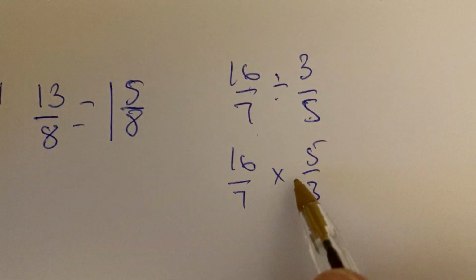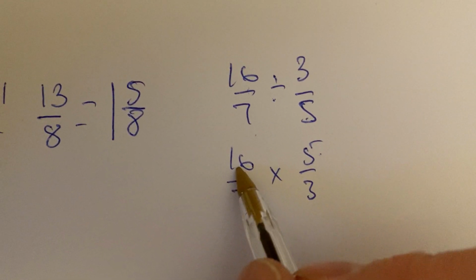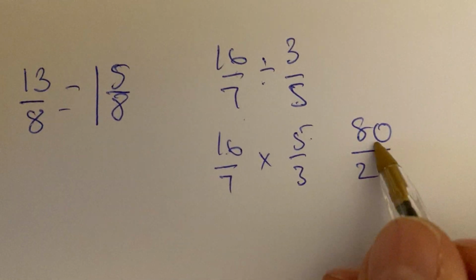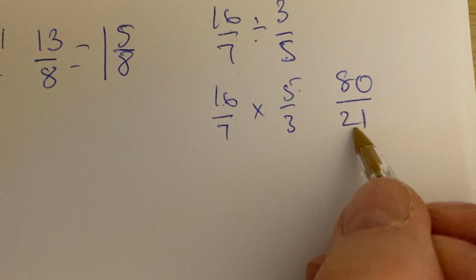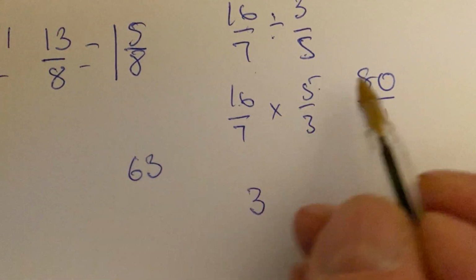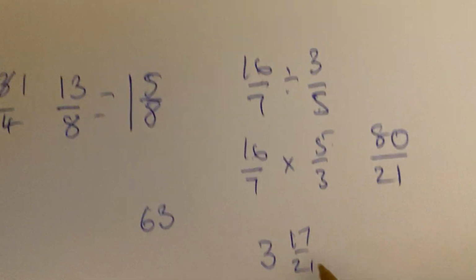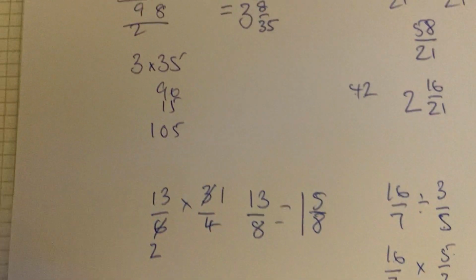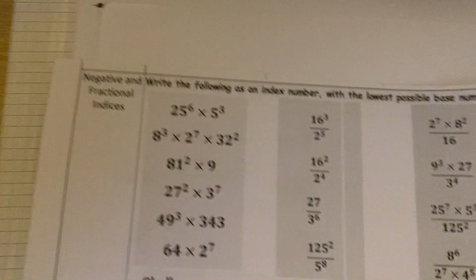No, I can't. So 10 times 16 is 160, so that's going to be 80 over 21. 21's in that, well that must be 4, will be 84, so it's got to be 3. That's 63. 63 is 17 over 21. Just check them, right. Yes, I am. Job done. Good. So now let's turn that over and look at this set of questions here.